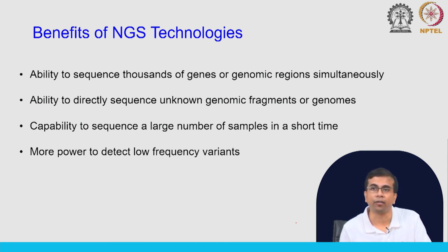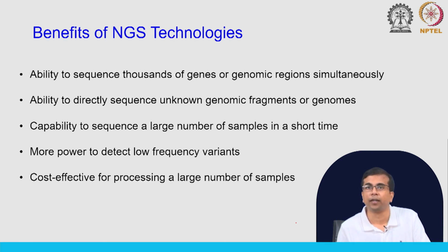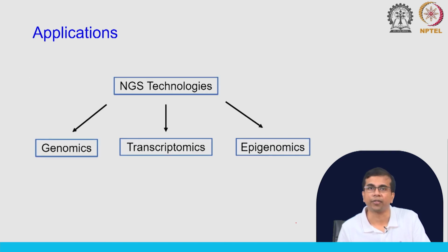You have more power to detect low frequency variants. We will see what these low frequency variants mean when we go into the topic. These are genotypic variations that are present in the population at low frequency, or they are rare in the population. And these methods are also cost effective for processing a large number of samples.